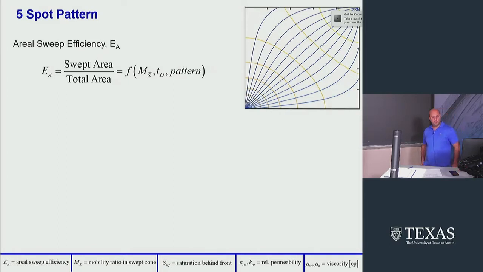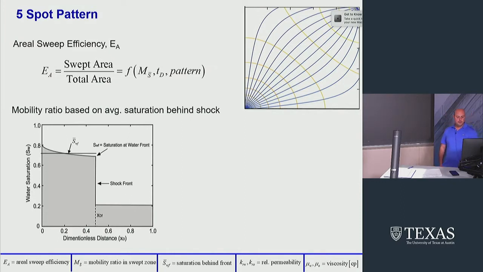Okay, so we were looking at a 5-spot pattern, and we were talking about aerial sweep efficiency. We have an injector and producer, and we have these streamlines, and you can think of water going along these streamlines. EA is defined as the swept area divided by the total area. It's a function of the mobility ratio, the dimensionless time, and the pattern. And we're just going to be focusing on a 5-spot pattern here.